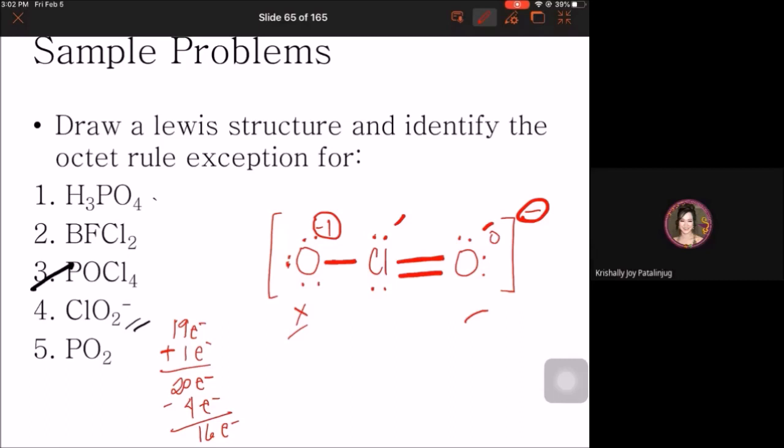Sige, si chlorine, diba? 7 yung valence electron niya. Sige, bilangin niyo yung lone electron. 4. Okay, combine niyo sa number of bonds. 4, 5, 6, 7. Okay, minus 7, 0. Alright? So, kung i-compare mo kanina na structure versus ngayon na structure, this would be a much more preferable na mga formal charges for the atoms in this molecule. So, ito yung magiging best structure, Lewis structure for chlorite ion.